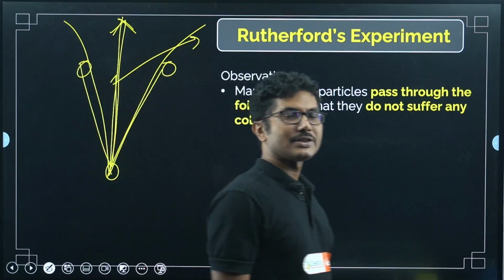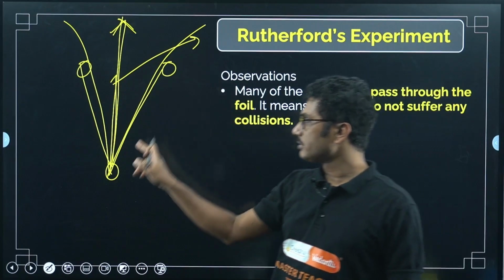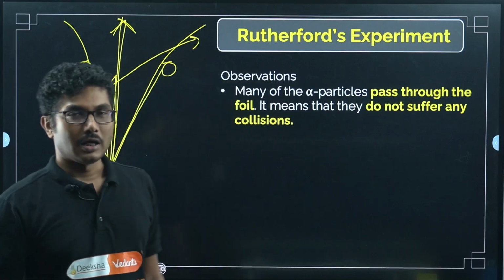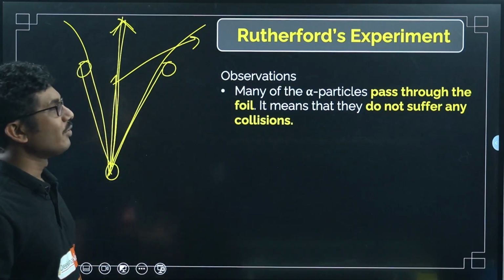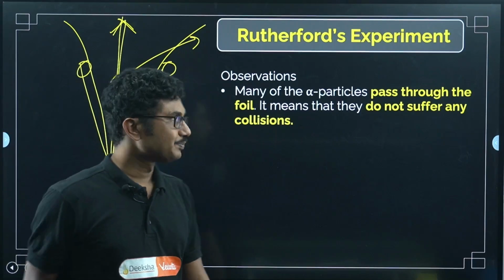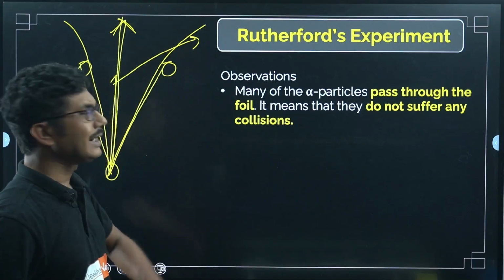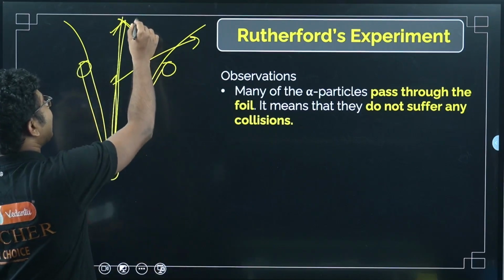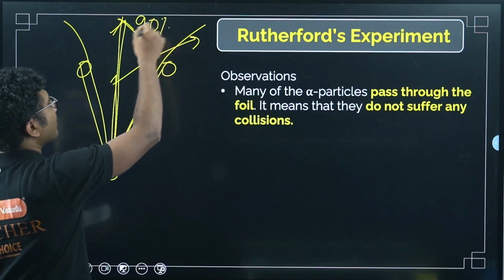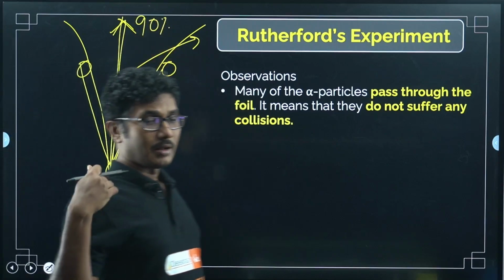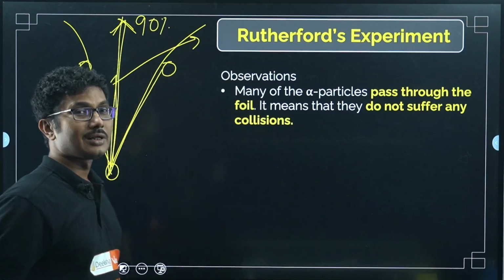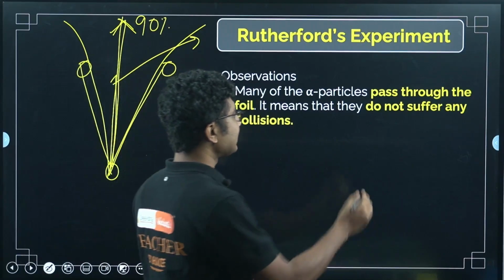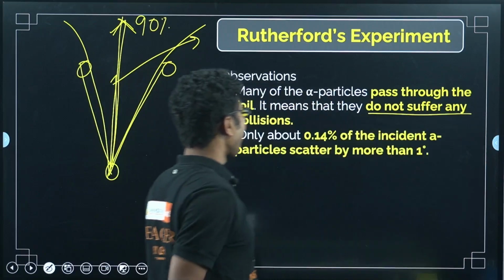There will be some interaction between these electrons and this positively charged helium nucleus, and because of that we can say there is some interaction happening. But actually, over 90% of the alpha particles do not interact directly; they pass through clearly. So they do not suffer any collision.